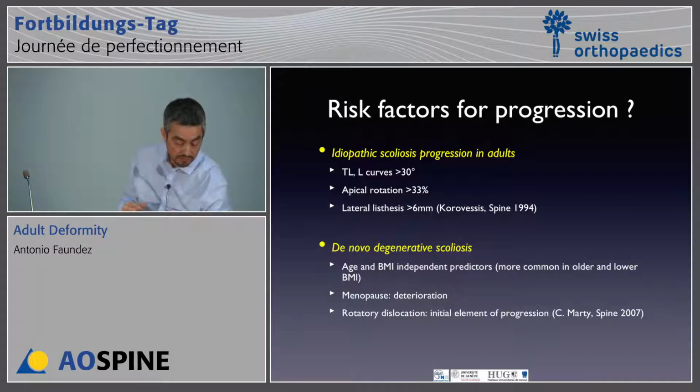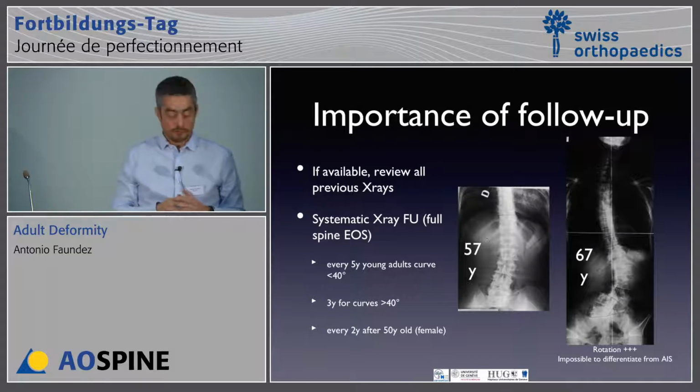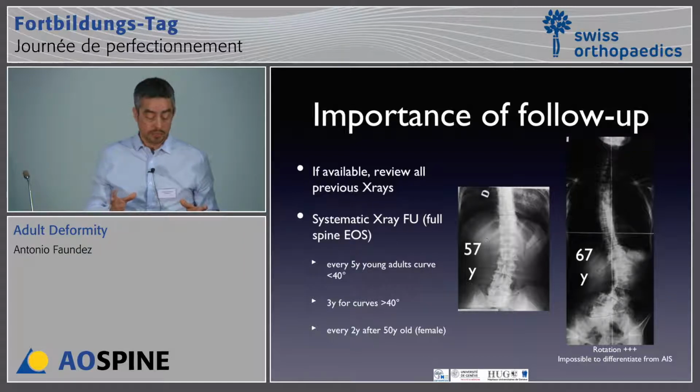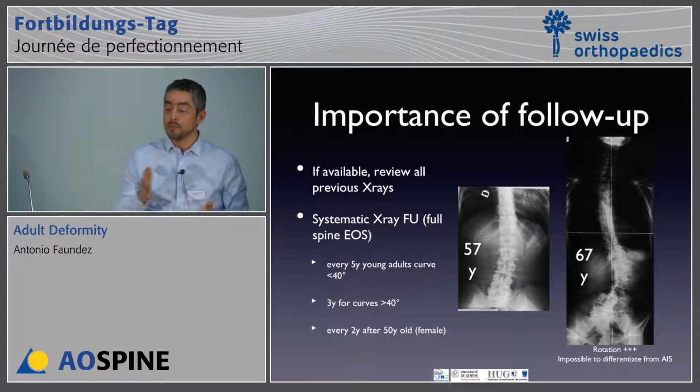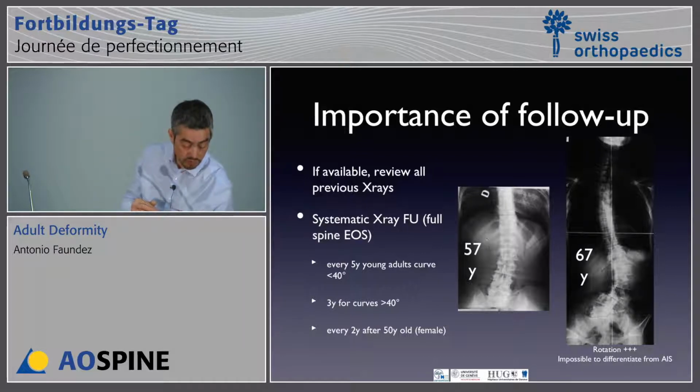Menopause is a phase of deterioration, and the rotatory dislocation is really the initial element of progression that is important to look at. So the importance of the type of follow-up has been defined. If available, you need to look at all the previous X-rays that the patient has, and then do a systematic X-ray follow-up with full spine EOS at best. Every 5 years if you have a young adult with a curve less than 40 degrees, every 3 years for curves more than 40 degrees, and every 2 years after 50 years, especially in females because of menopause deterioration.